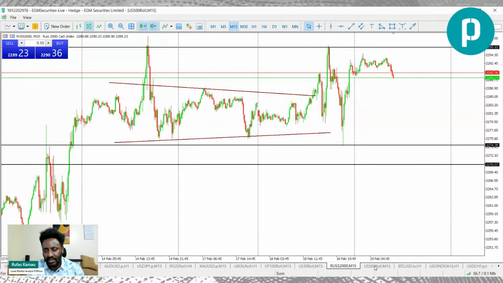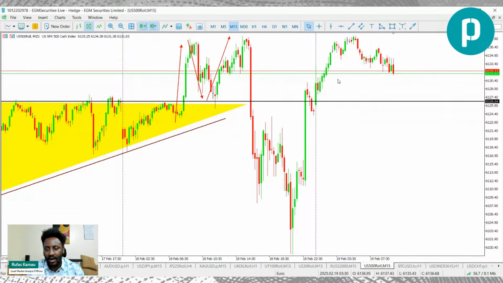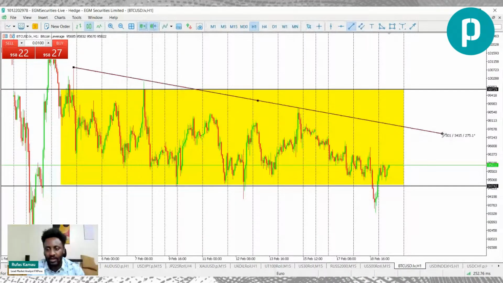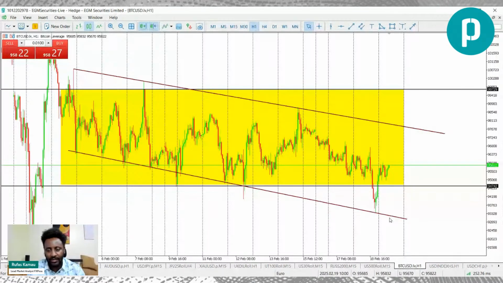So also for the Russell and the S&P 500, it is the same expectation. Whereas for Bitcoin, we have been following this pattern for a while. So we can say that for the highlighted area, Bitcoin has largely been moving sideways with a slight channel, indicating that Bitcoin could be moving lower. If you look at the sequence of highs, they have been getting lower. And of course, the sequence of lows has also been getting lower.